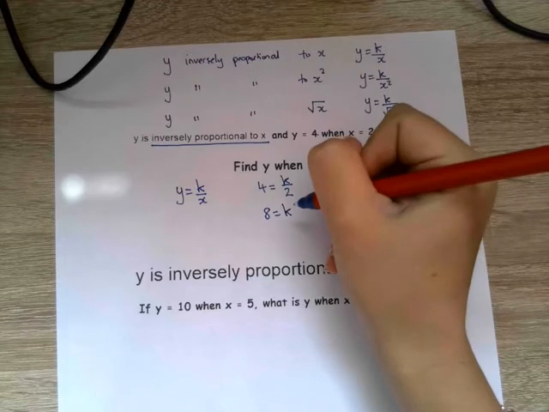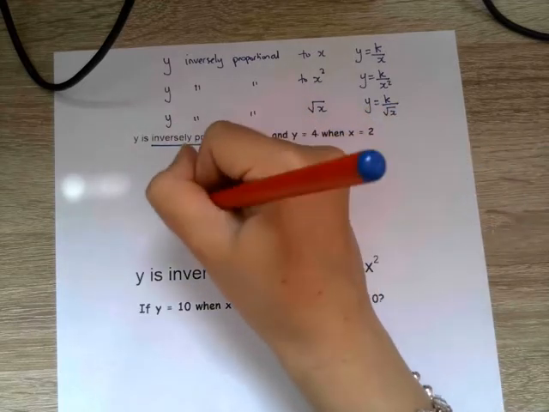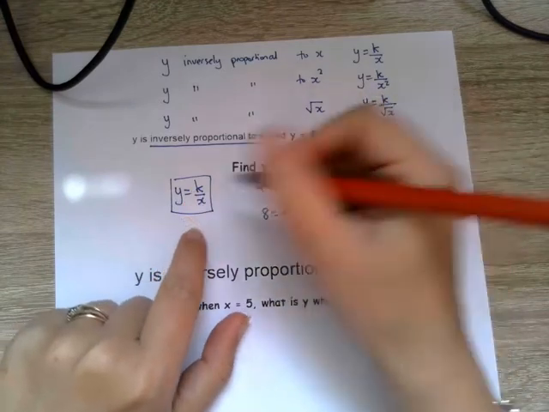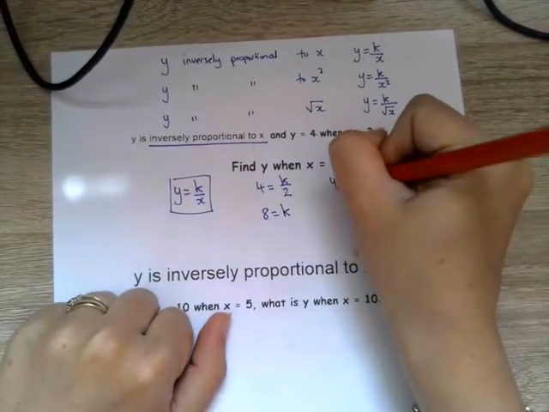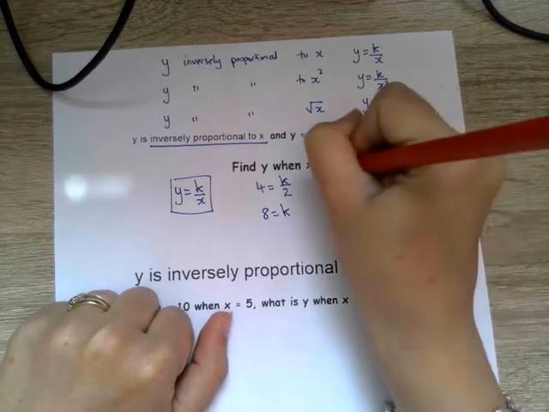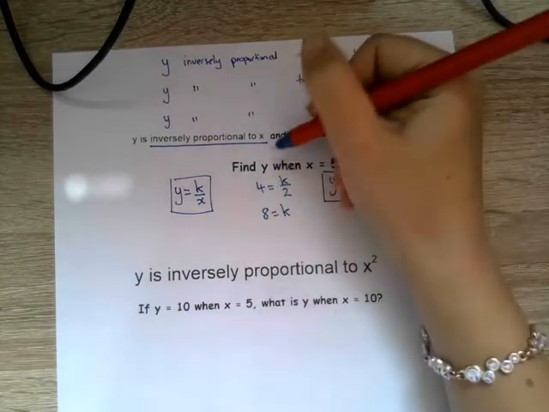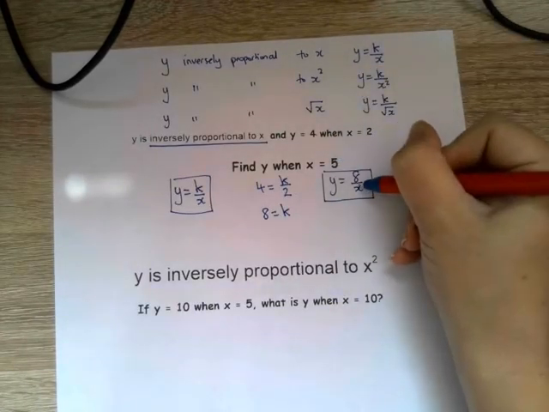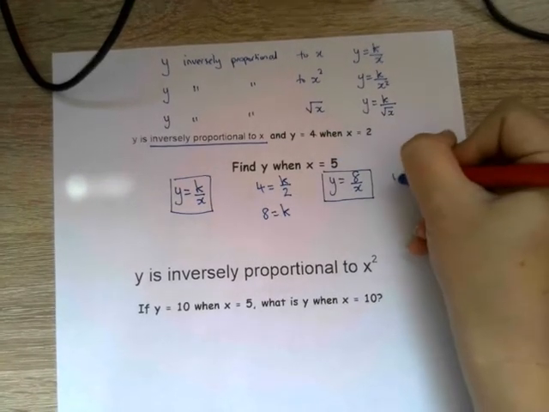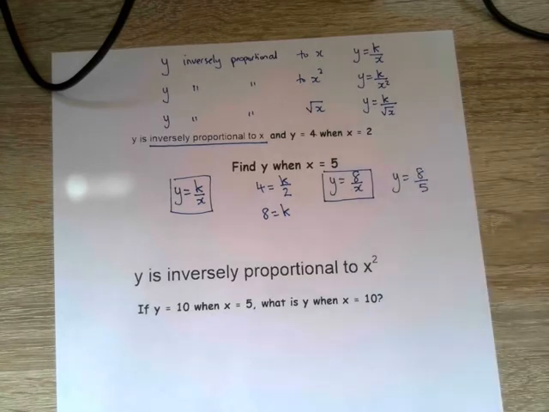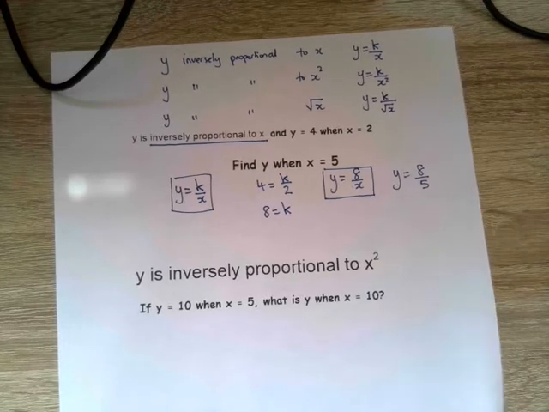So as soon as you get your value of k, put that back into that very first line that we wrote down. So I now know that k is 8. So instead of y equals k over x, it's now going to be y equals 8 over x. So that's my equation. And now I need to find the value of y when x equals 5. Well, if x equals 5, I just replace that x with 5. And I can just leave it like that, really. It doesn't say to write it as a decimal or anything like that. So y equals 8 over 5 would be absolutely fine.